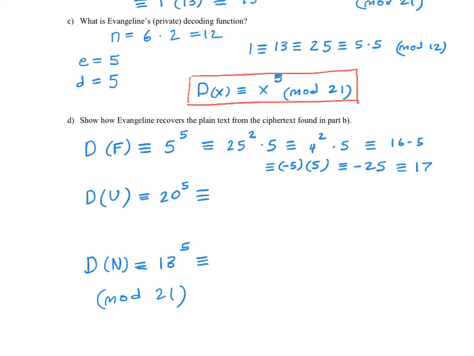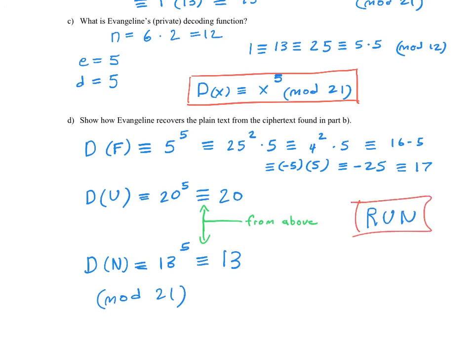Now 20 to the power 5, we've actually already done that work above. From the work above, we know that that just returns us to 20. And 13 to the power 5, same thing there. There was no change. We got 13 as well. So if we put this all together, we do get the word that we're looking for. Evangeline is going to run from any danger that might be approaching.